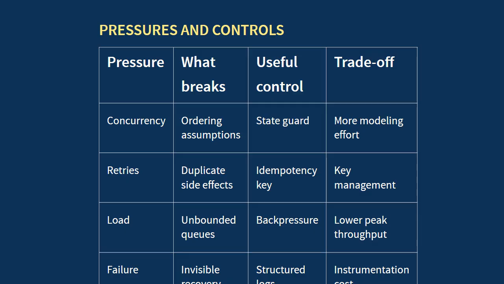This comparison helps match the pressure to the control. Concurrency breaks ordering assumptions, so a state guard can help. Retries create duplicate side effects, so idempotency is useful. Load creates unbounded queues, which is where back pressure matters. When recovery is invisible, structured logs become essential. Which option should I choose first? Choose the smallest control that actually protects the invariant in your case, then defend the trade-off instead of pretending it is free.